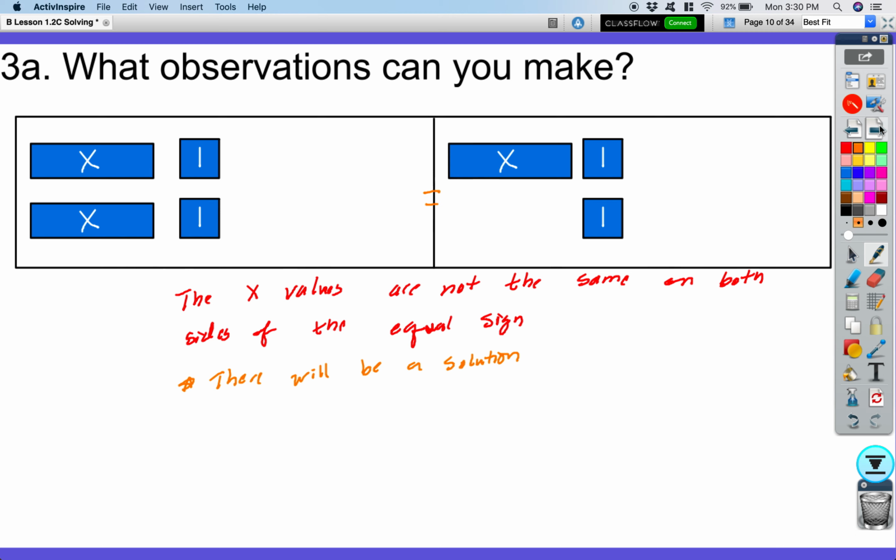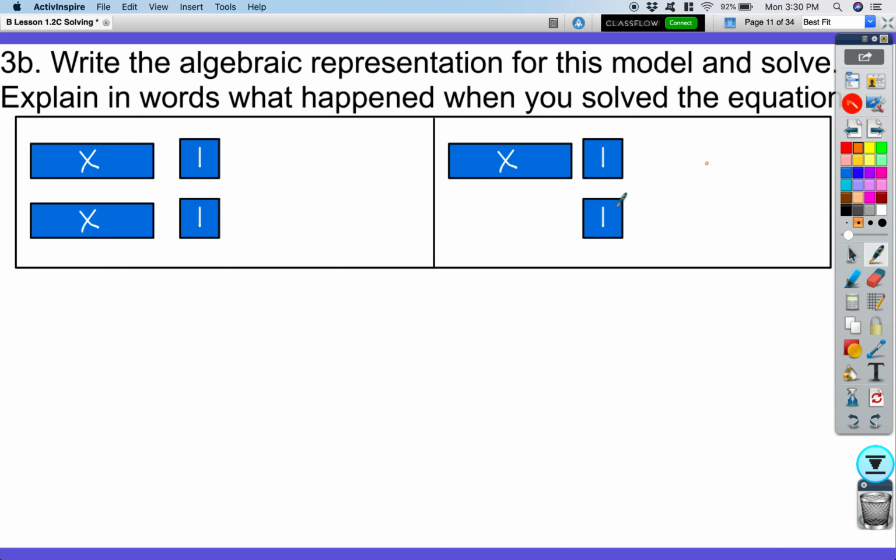All right, let's go ahead and see exactly how this looks now. So write an algebraic expression. This would be 2x plus 2, which would equal x plus 2. Now let's go ahead and get the x's on one side of the equal sign by subtracting x on both sides. These would be eliminated, and I would be left with x plus 2 is equal to 2. Take away 2 on the left and the right side to get x is equal to 0. And that's my solution.